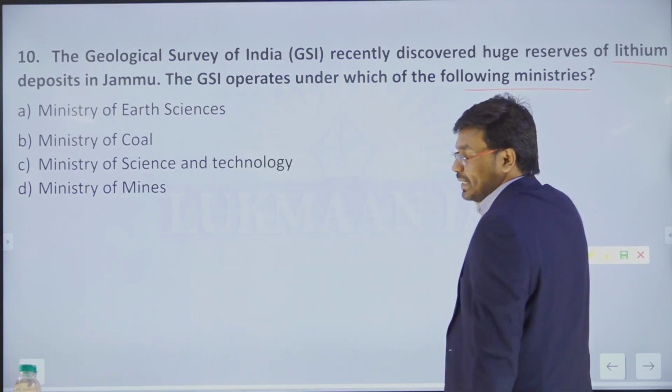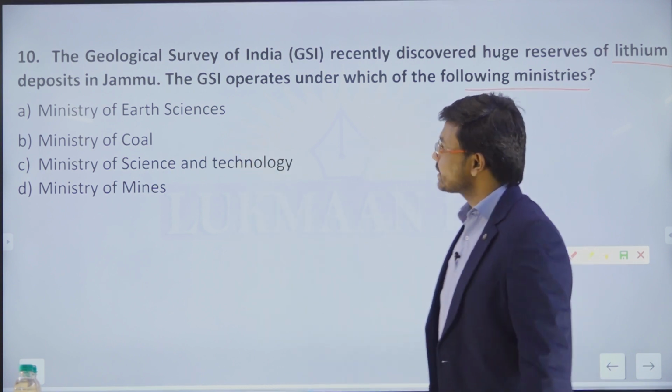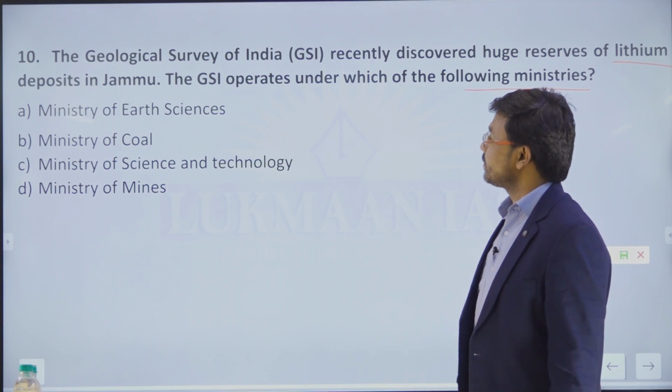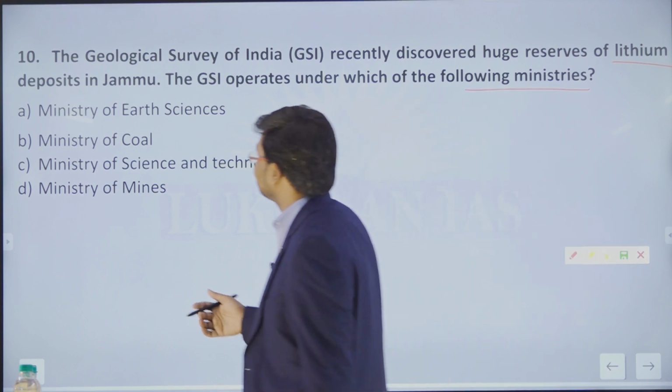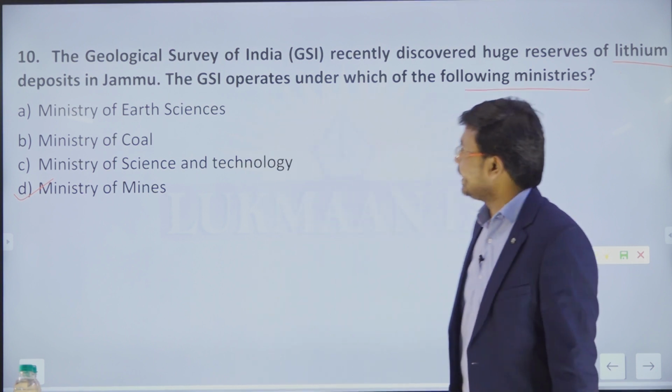They have just asked the name of the ministry. Ministry of Earth Sciences, Ministry of Coal, Ministry of Science and Technology, Ministry of Mines. It operates under the Ministry of Mines. The correct answer is option D.